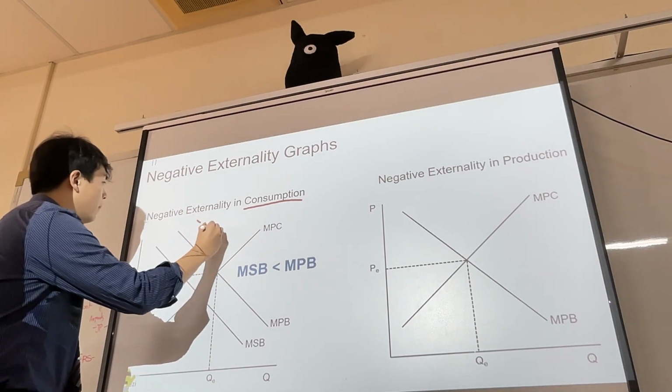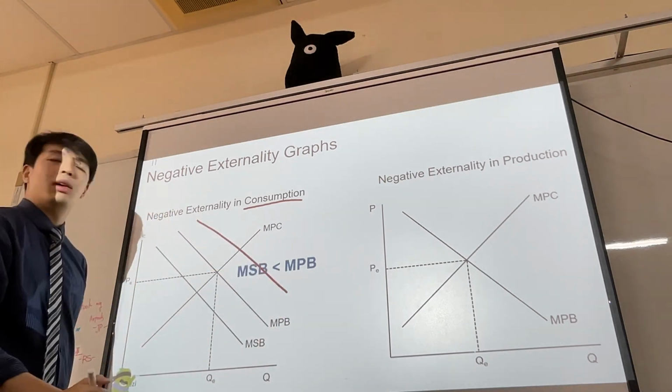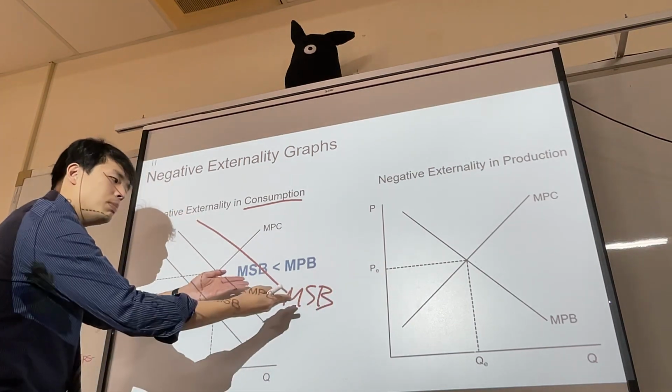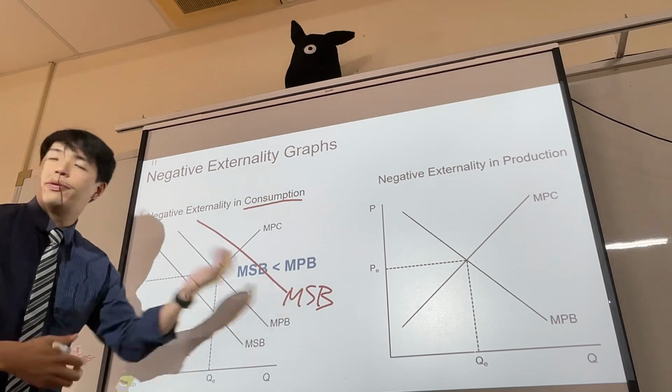Before, over here, look at here. Before, your MSB is right here. Your MSB is greater than your MPB, that is for your positive.